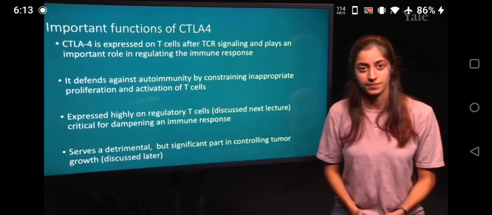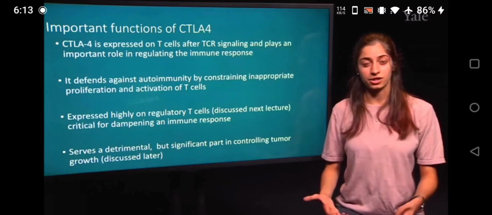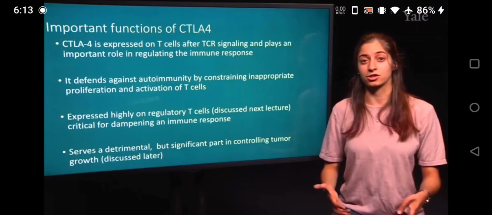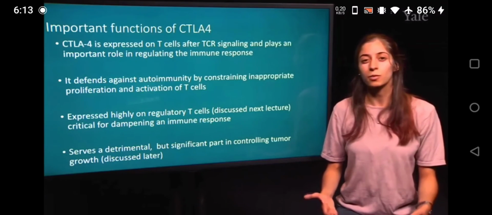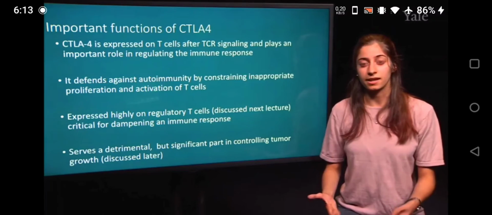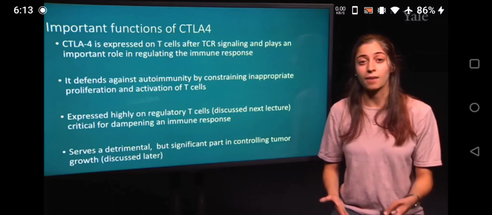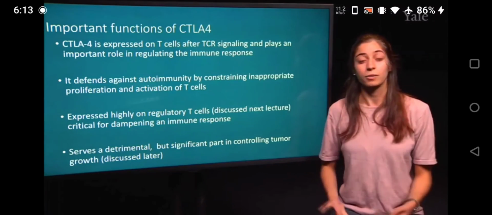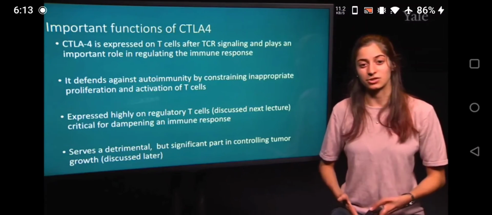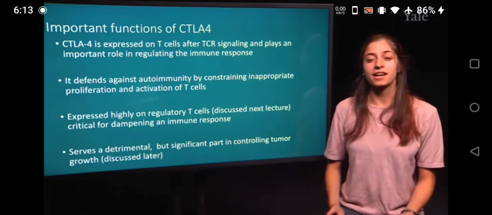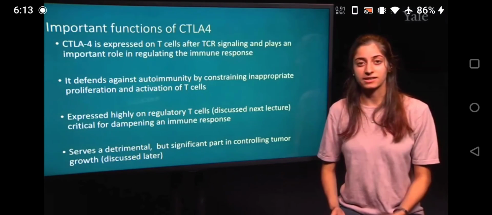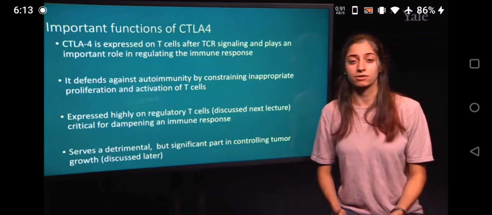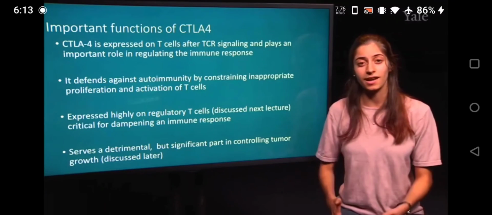Sometimes our selection of T cells that recognize only foreign antigens doesn't work so well. This means that occasionally a T cell will become activated in response to a part of our own body. We can't have that happen. That would be really dangerous for us. So instead of becoming fully activated, CTLA4 makes sure that the response of these T cells is dampened and that we don't start attacking our own body.